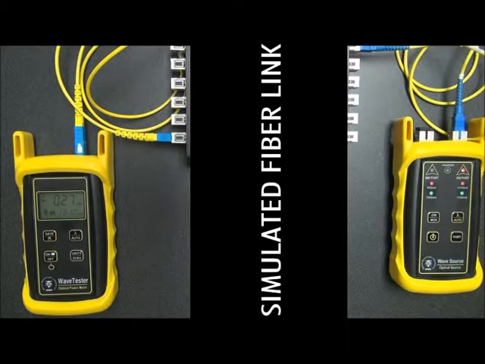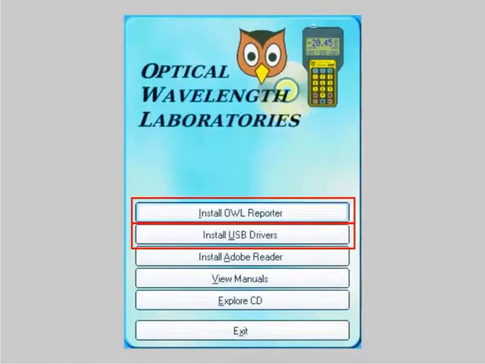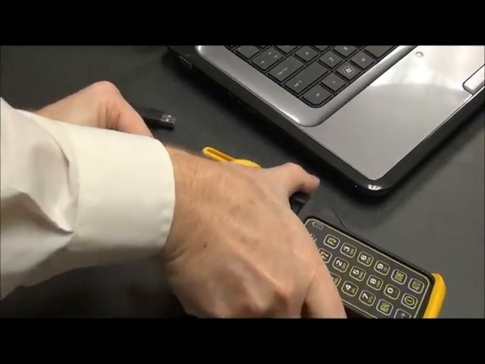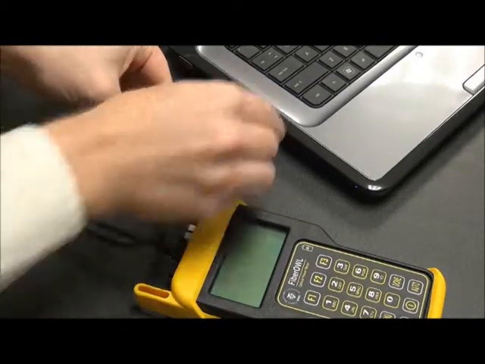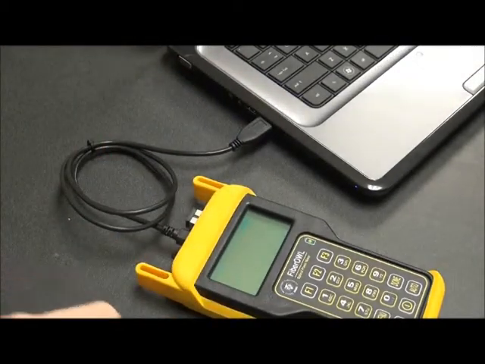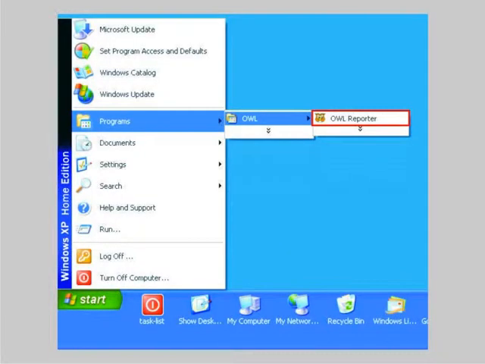So once we've stored all our readings, it's time to take the WaveTester to a PC and download the test results to produce a certification report. Once data has been stored in the optical power meter, test results can be downloaded to a PC to produce a certification test report. First, install the USB driver and OWL reporter software from the supplied CD or a USB flash drive. Connect the power meter to the PC using the supplied USB cable. And then power on the power meter. Then start the OWL reporter program.